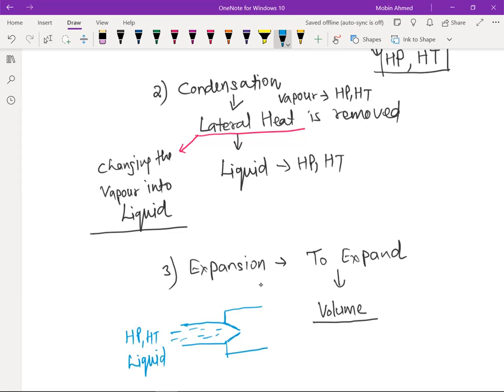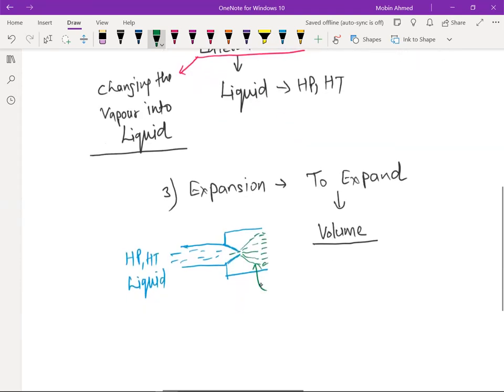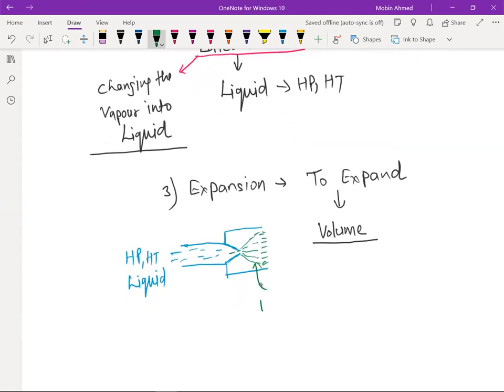Liquid means refrigerant liquid. Now, when it is going to come out from this, it will get atomized. Okay, it is going to change into tiny droplets. So it is a very tiny droplet. So it is going to be a mix of vapor and liquid. That is the one thing when it is going to come.